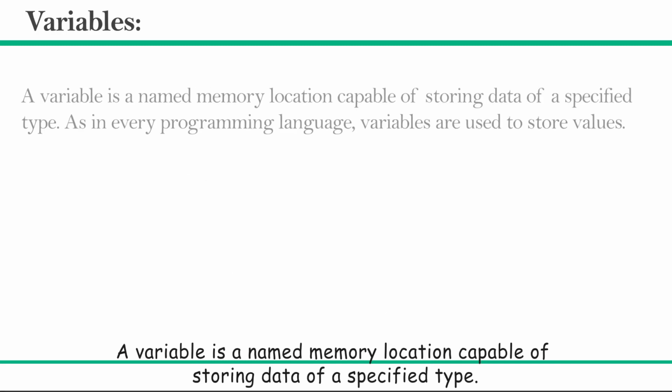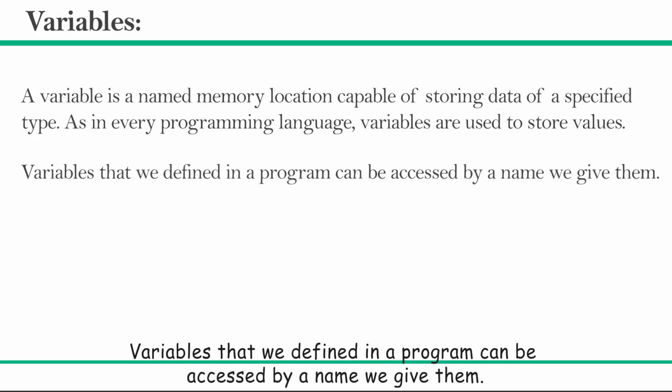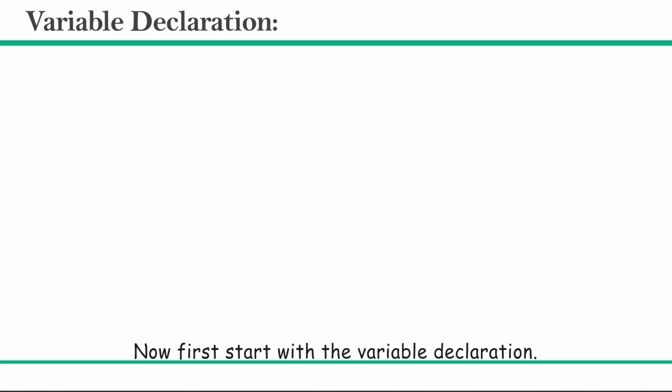Variables. A variable is a named memory location capable of storing data of a specified type. As in every programming language, variables are used to store values. Variables that we define in a program can be accessed by a name we give them. A variable means you can change or manipulate the content that is stored in it. Now first start with the variable declaration.